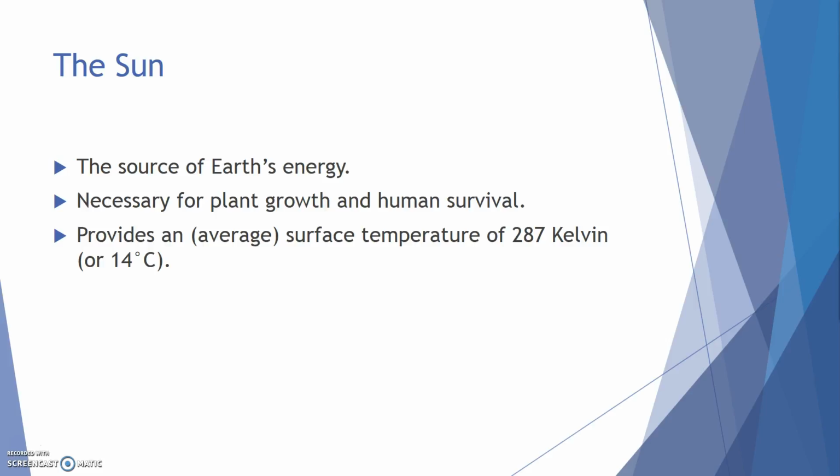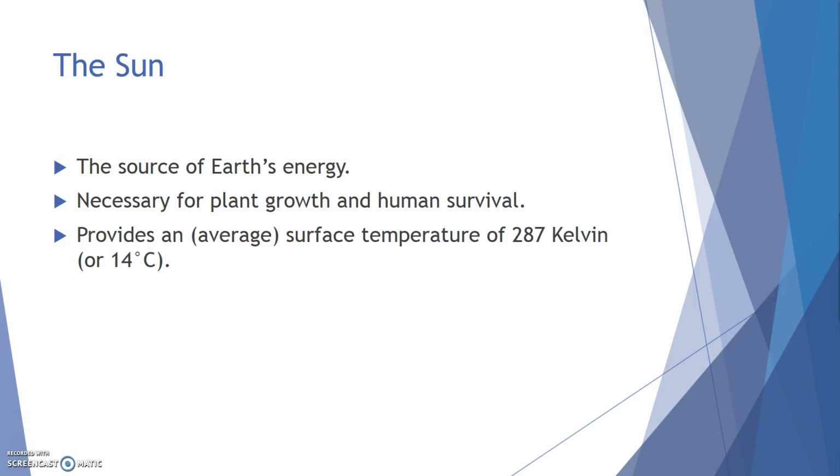If the sun was too far away, all of our liquid water would be ice. If the sun was too close, or we were too close to the sun, we wouldn't have enough liquid water. It would all evaporate. That's 14 degrees Celsius there.